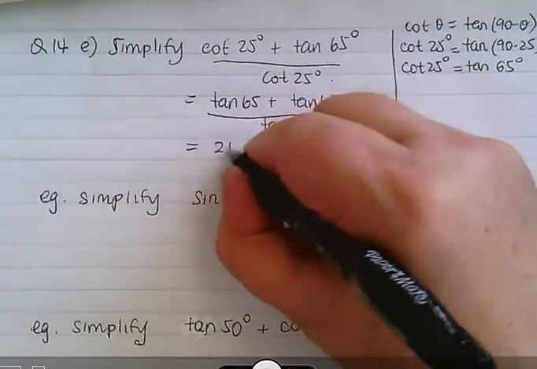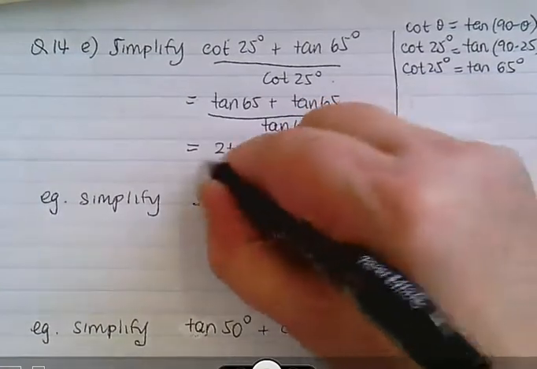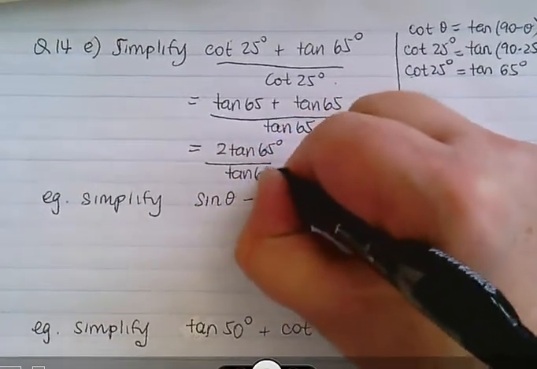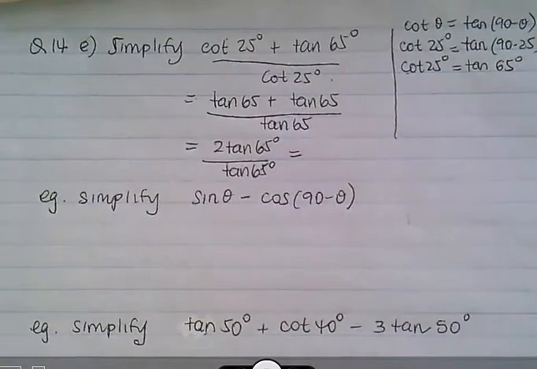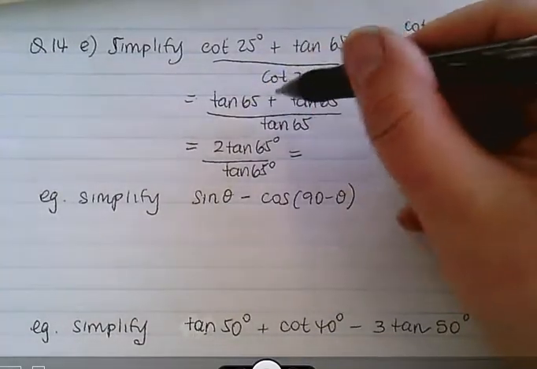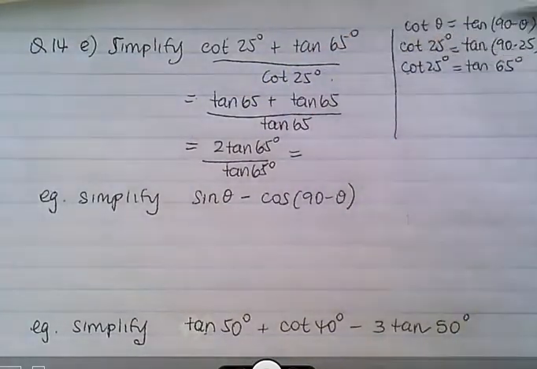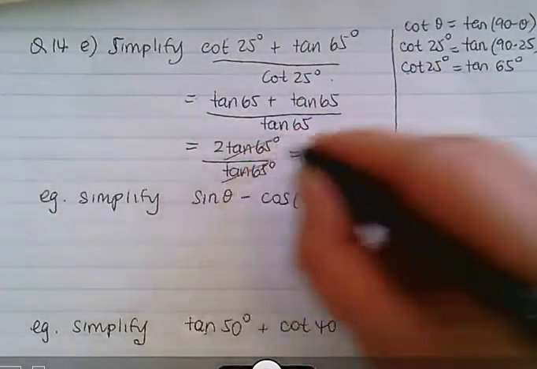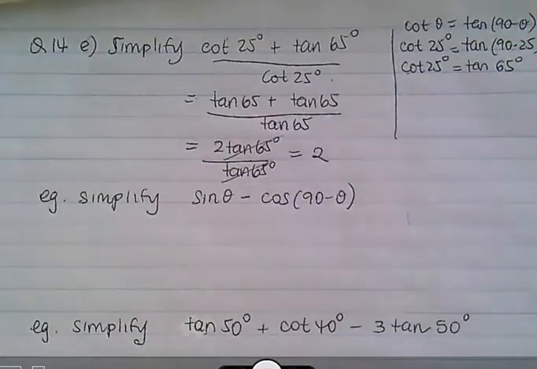2 lots of tan 65 degrees over tan 65 degrees. You okay with that? Tan 65, they're identical. It's like x plus x is 2x. That plus that, tan 65 plus tan 65, is 2 lots of tan 65. What cancels? Tan 65s. So the answer is 2.